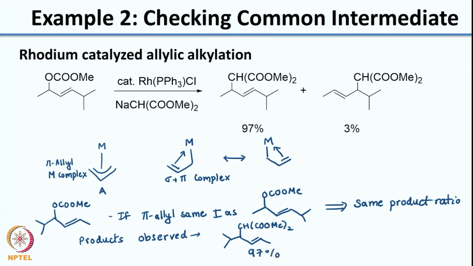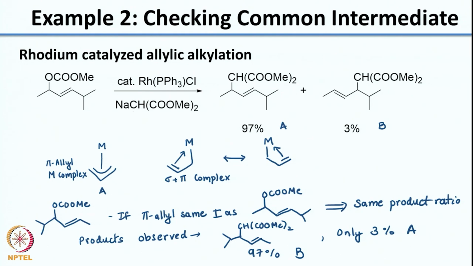What is seen is, in this case you get exactly the reverse ratio. You get 97% of this product, which was only 3% in the earlier case. Let us call this product B. So you get 97% of product B and only 3% A. The very fact that the product ratio is completely reversed, what does that indicate? That indicates that both of these actually do not form a common intermediate.